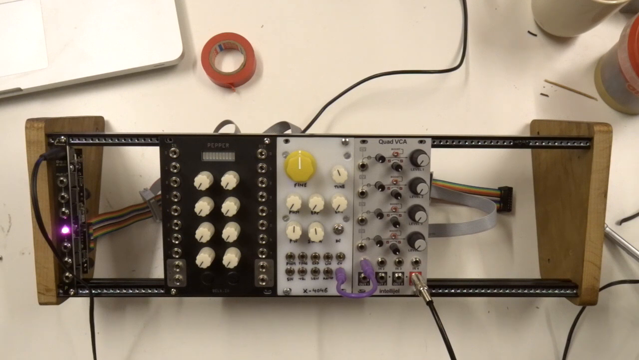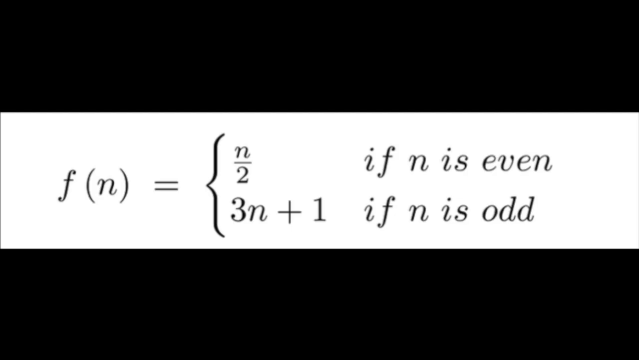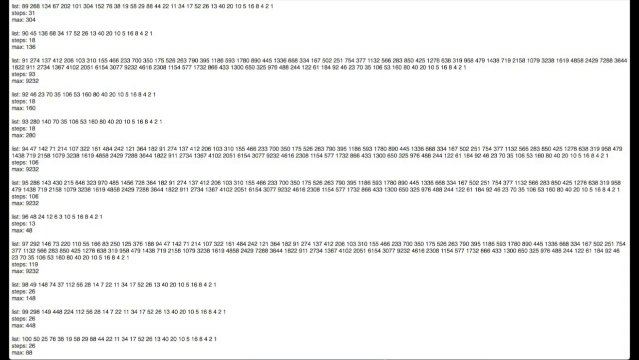The Collatz conjecture is a very simple mathematical idea where you take a number, and when it's odd, you triple it and add 1, and when it's even, you divide by 2, and you keep doing this until you eventually reach 1. Depending on your initial input value, this will generate semi-random strings of numbers, which is what we are interested in here.